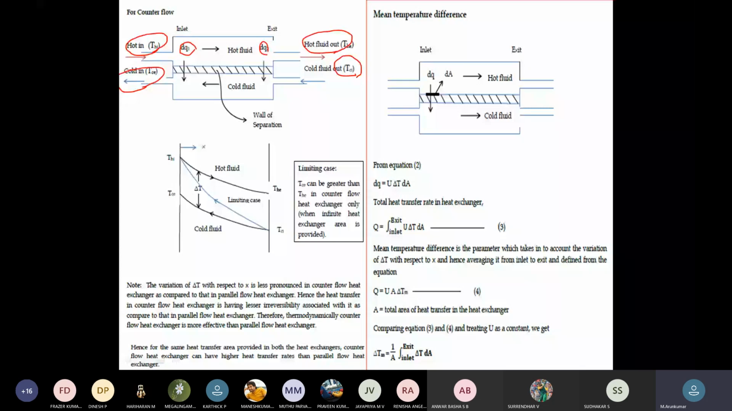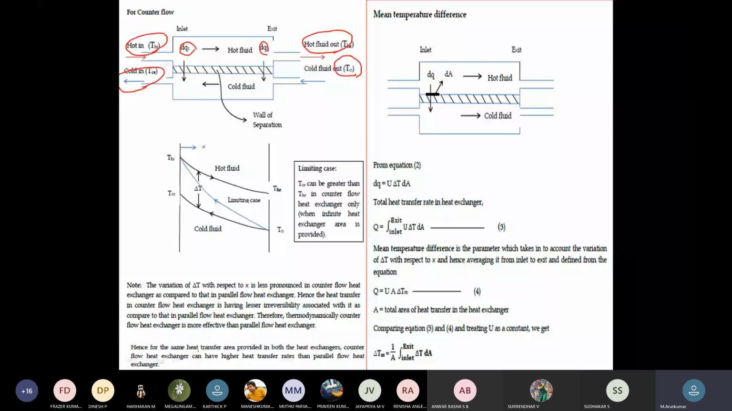Right? So you know very well, because of the opposite direction of the fluids, we can have high efficiency in this counterflow heat exchanger. Hence, for the same heat transfer area provided in both heat exchangers, the counterflow heat exchanger can have higher heat transfer rates than the parallel flow heat exchanger, because of the direction. Right. So this is the comparison between the counterflow and parallel flow.